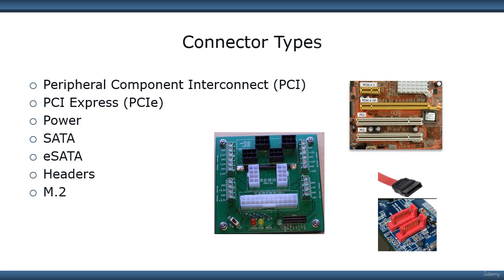PCIe goes in forms of lanes, so by 1, by 2, by 4, by 8, by 16, but the by 1 and the by 16s are probably the most common. By 16s would be used for video cards. Typically, by 1 is very small, maybe a USB hub or a network card or a modem if you still needed one.